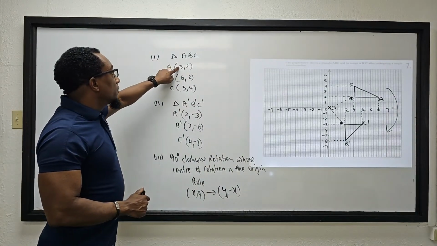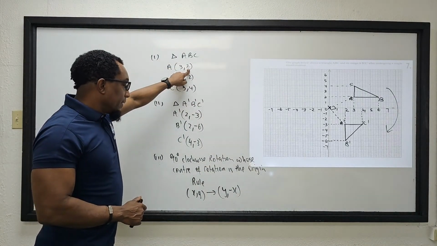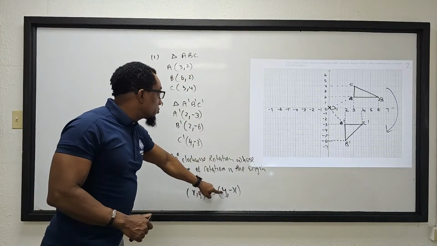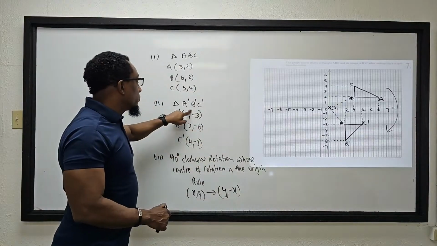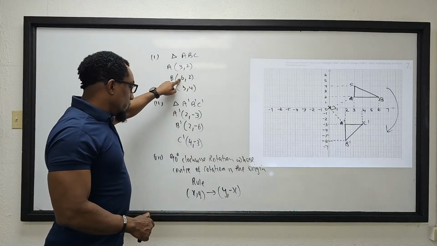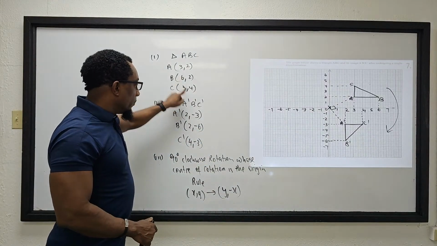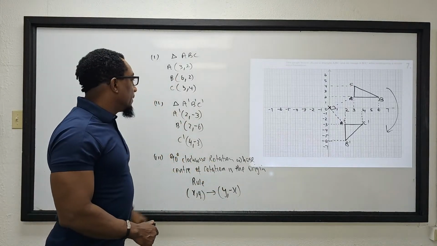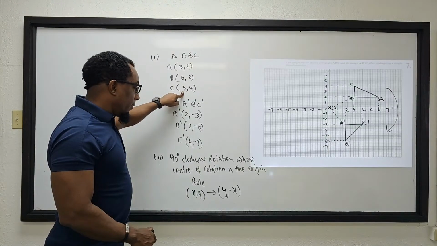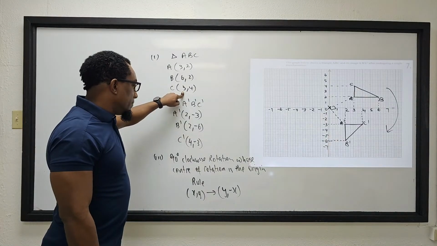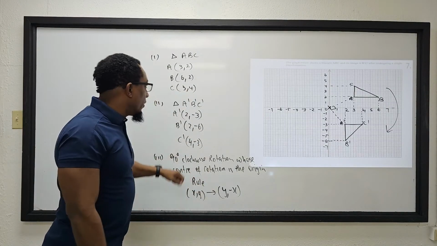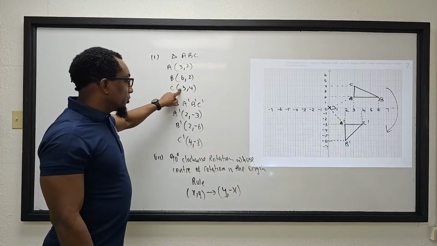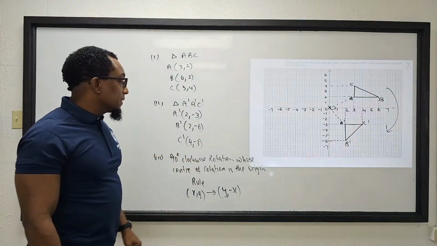If it is (3, 2), that's A, then when we carry out the rule, it's going to be y, which is 2, and x will be negative 3: (2, negative 3). If we have (6, 2), then y will be 2, and x will be negative 6. If we have (3, 4), carry out the rule, then y will be 4, and x will be negative 3. If I take 3, of course, negative x becomes negative 3.